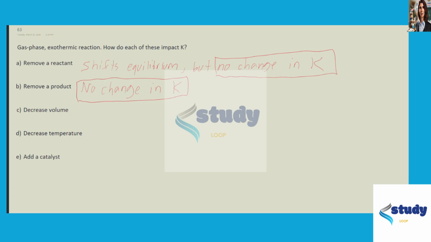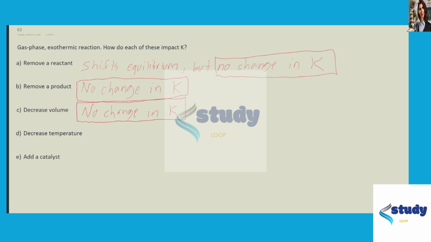Similarly, if you decrease the volume of your system, we know that that would shift equilibrium towards the side that has fewer moles of gas. And so while this might impact the exact composition of the system that you see, the equilibrium constant itself will not change. This is because equilibrium constants are only temperature dependent, not pressure dependent.